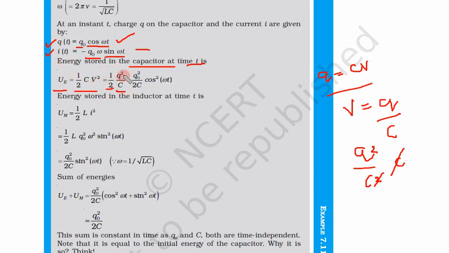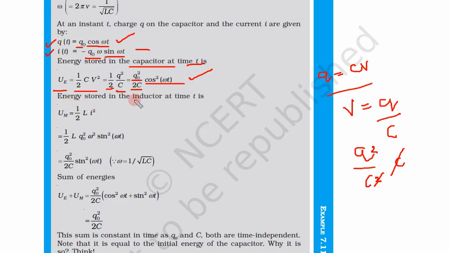Now let us put the value of Q. So this is 2C, the capacitance of the capacitor. What was Q? Q is Q0 cos omega t. So what do we get? Q0 square cos square omega t. So this is our electrical energy.